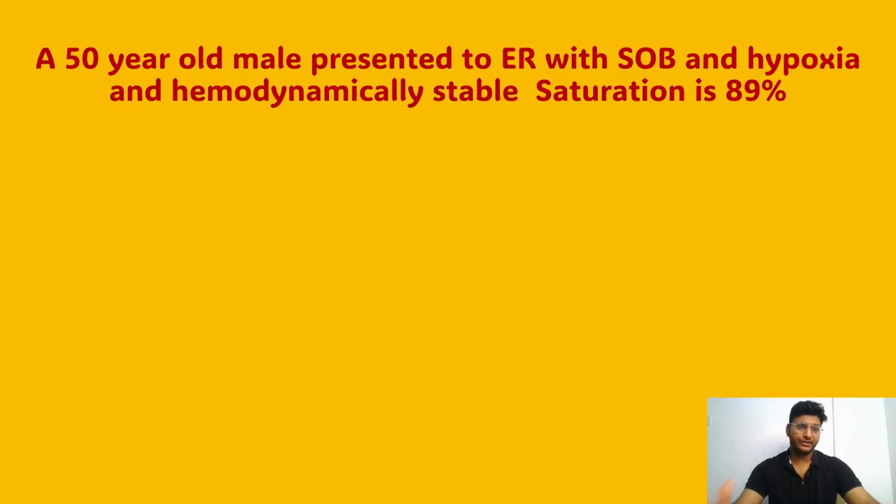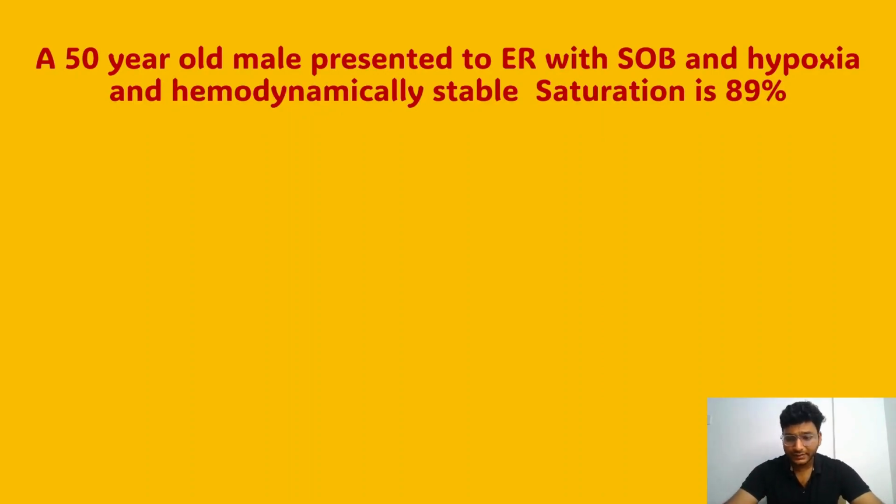So we'll have a patient here. It's a 50-year-old male who presented to the ER with shortness of breath and hypoxia. He is hemodynamically stable and his saturation in room air is 89. So what is the test that you should order? Yeah, this is ABG for sure, but ABG is quite a painful procedure for the patient, and sometimes it is a difficult procedure for the doctor who is doing it, right?